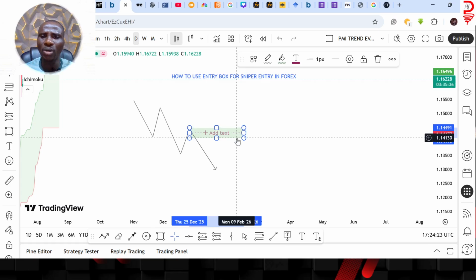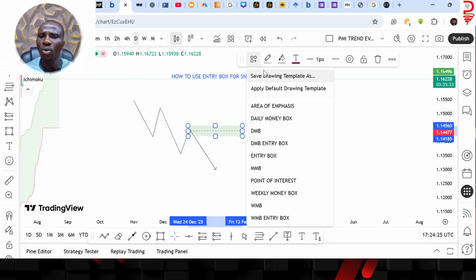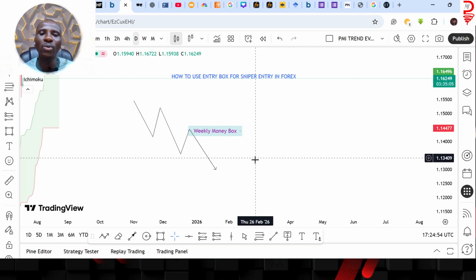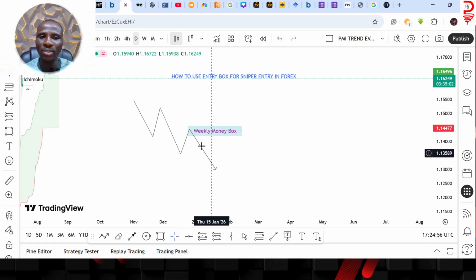Let's say this is a weekly money box. Inside this weekly money box, we expect it to generate an entry box, and that entry box is where you will position yourself to take the trade from. It's going to be as if you really know what the market is going to do. It's going to be like a sniper entry if you know how to apply this. And this is what I want to discuss with you in today's video.